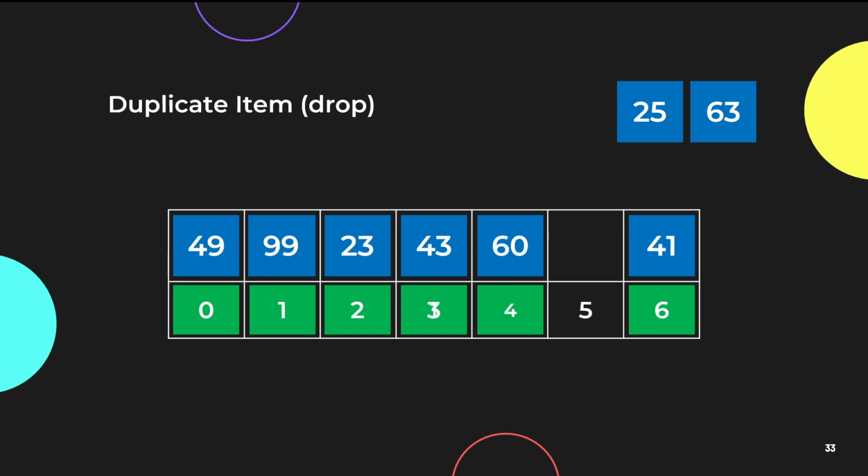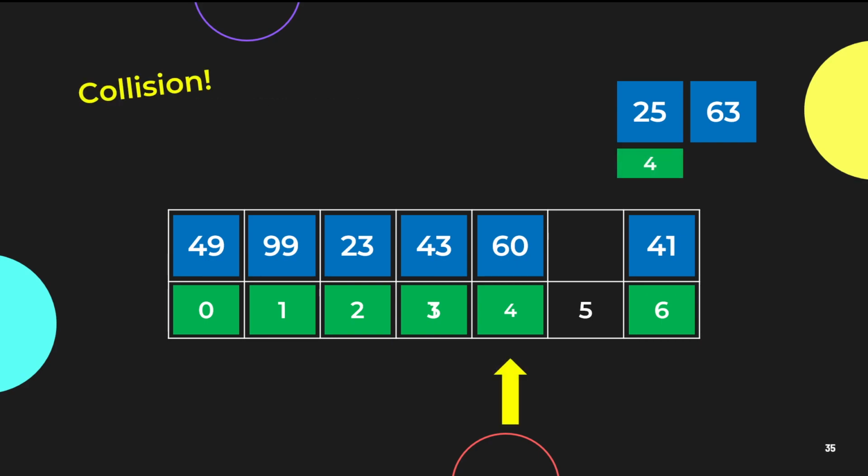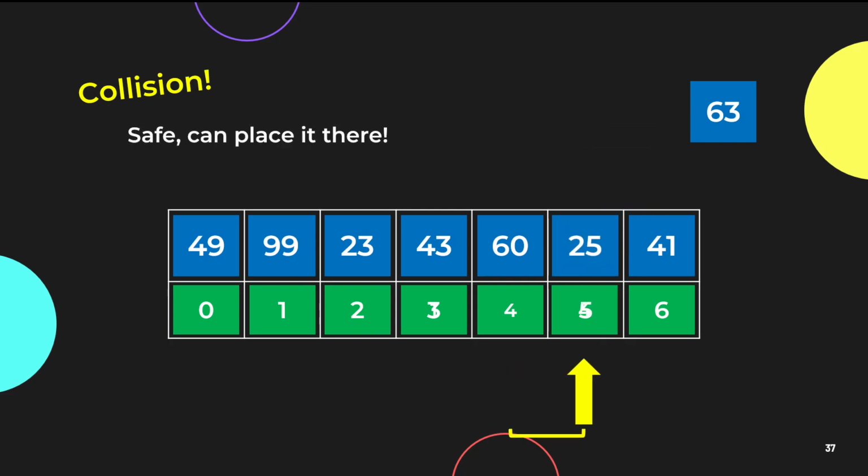25? 25 modulo 7 equals 4. So it will go to bucket 4, but bucket 4 has an item, so we are going to move to bucket 5. And hence this will be 25. Finally, 63. It hashes to 0, but it's filled. It's filled.